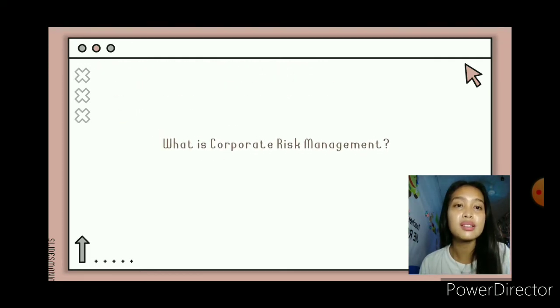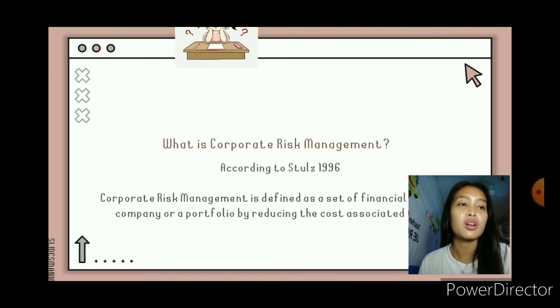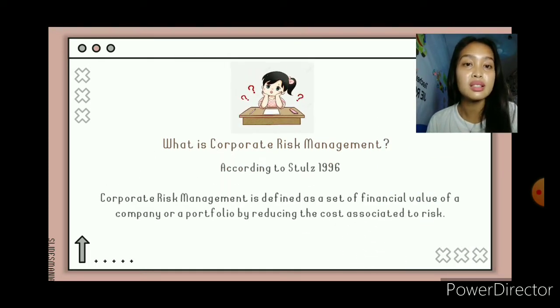So first, let us discuss what is corporate risk management. According to Stools 1996, corporate risk management is defined as a set of activities that increase the financial value of a company or a portfolio by reducing the costs associated to risk. So I have here my jotted-down notes so that I will not forget what I'm saying.